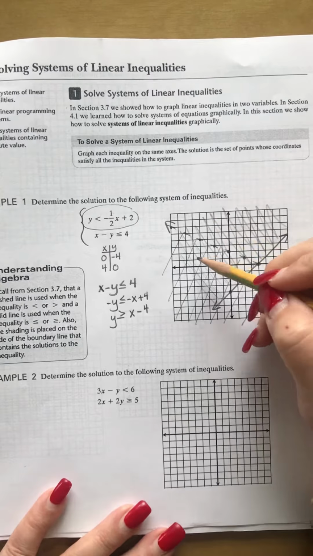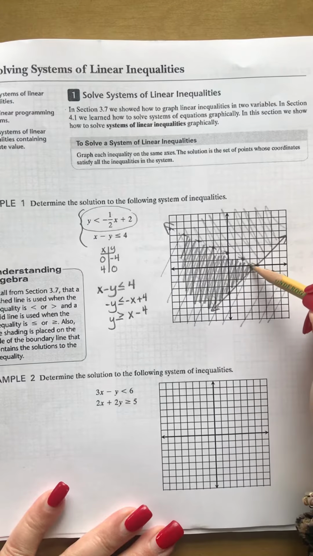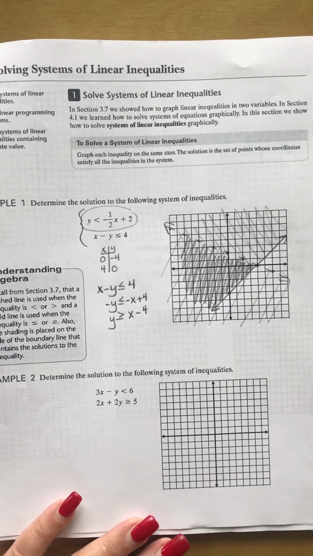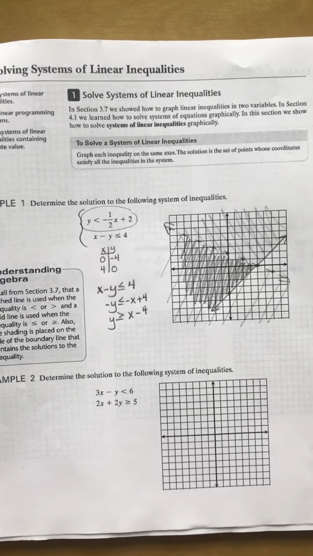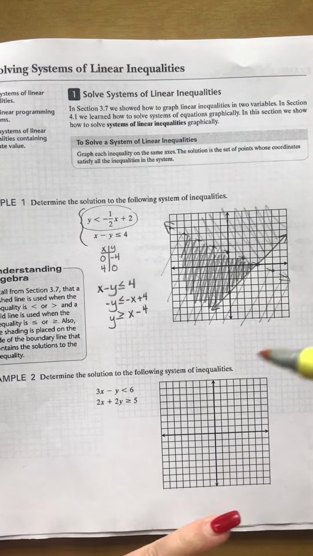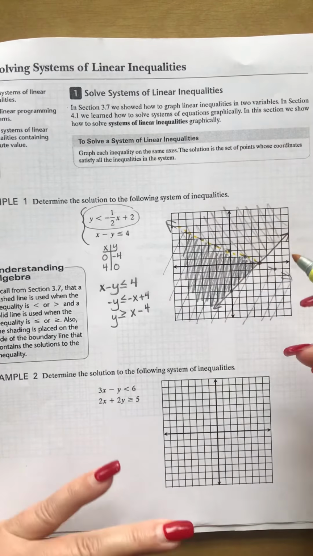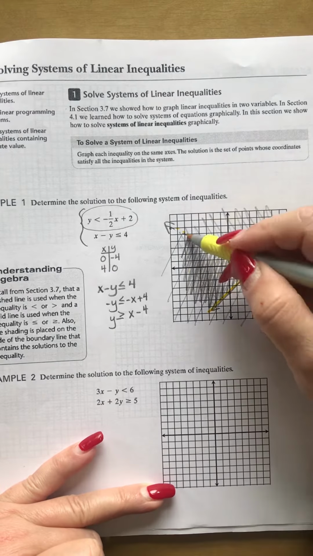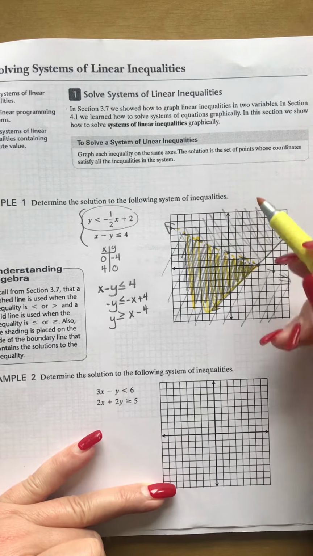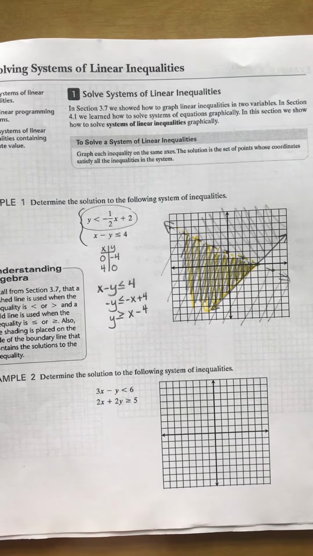And we're looking at where these two regions overlap, which is this part right here. So everything in the area that is double shaded is a solution. So in other words, we have everything in this region that's not on the broken line, but the solid line, and everything in this region is the solution. These points satisfy both of these inequalities.